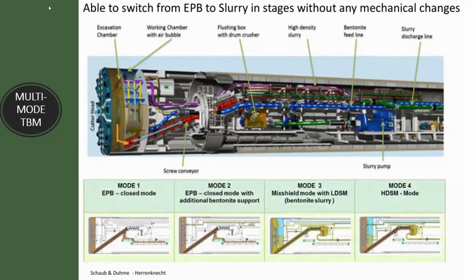So one machine they have four modes. It can go from EPB to slurry, even work in an open mode, closed mode, whatever mode you need, a single machine can work. But these machines are prepared only by Herrenknecht or Robbins. No other EPB machine supplier is giving this machine.